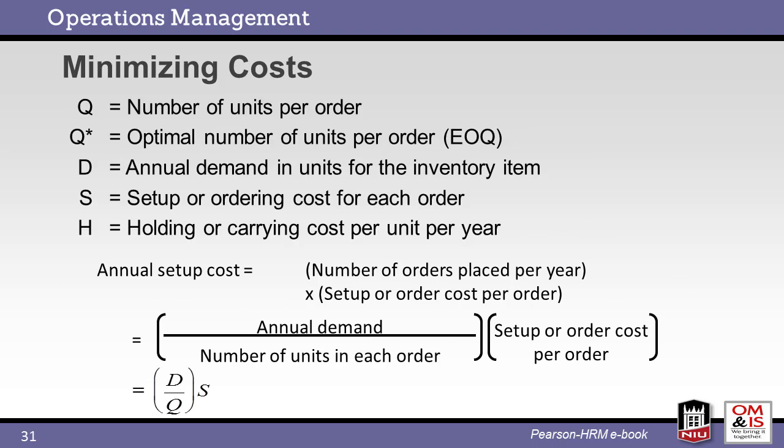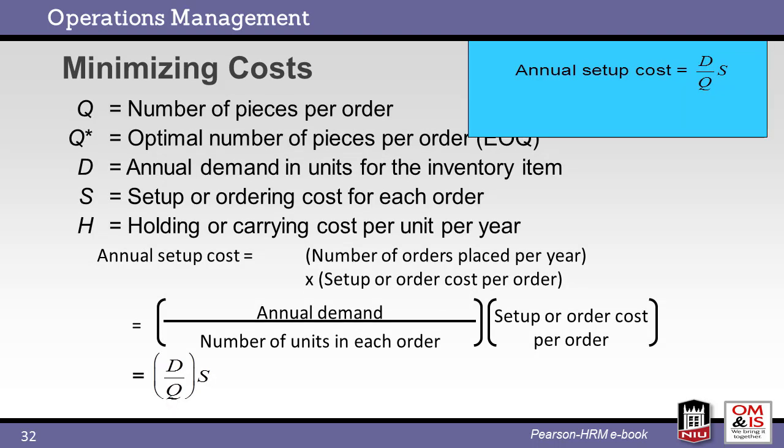Let's look at the EOQ equation. We start by defining the equation for annual setup cost. The variable definitions are listed here. Notice that the length of time considered for each variable value must be the same. We look at annual demand and annual carrying cost. If our starting point uses differing lengths of time, one or the other must be converted. Annual setup cost equals the annual demand divided by the quantity per order times the setup cost per order.